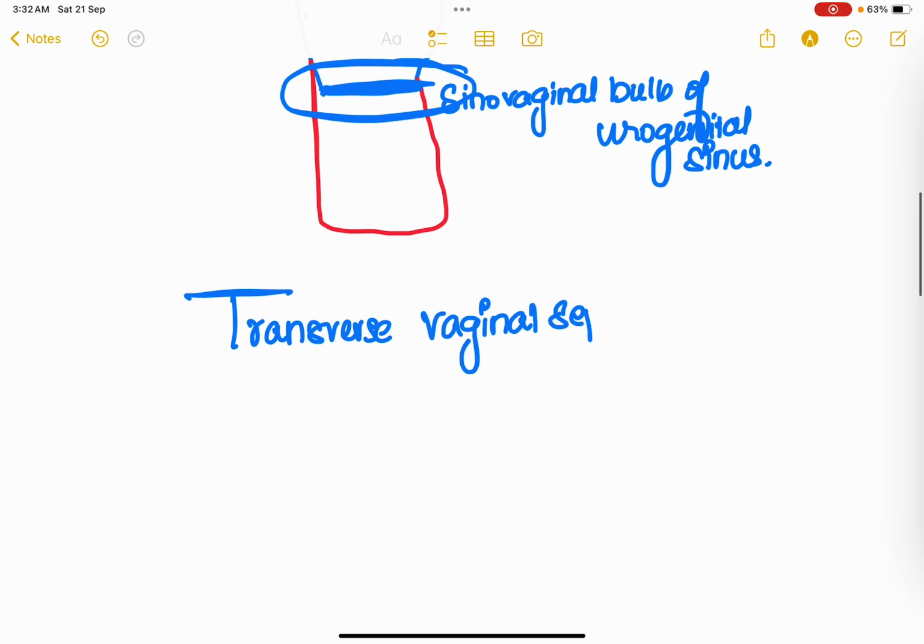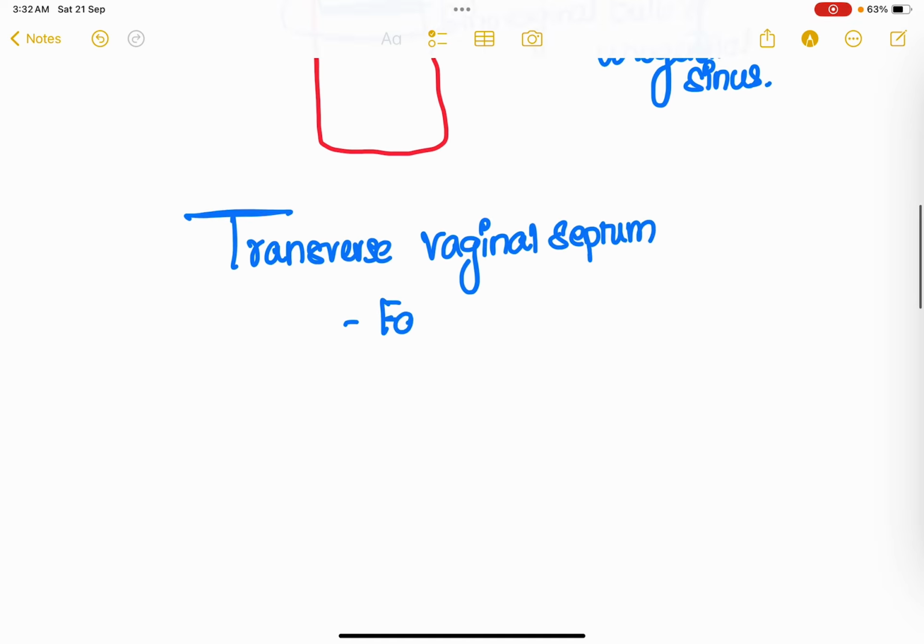Transverse vaginal septum. And what is the cause for this transverse vaginal septum? Failure to resolve. What has to resolve? This septum, which has been fused: the upper part of the vagina, which is derived from the Mullerian duct, and the lower part of the vagina, which is derived from the sino-vaginal bulb of the urogenital sinus. Both of them fuse together, but around 20 weeks of intrauterine life, this septum has to resolve.